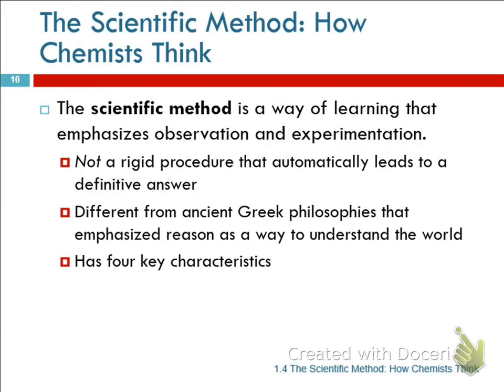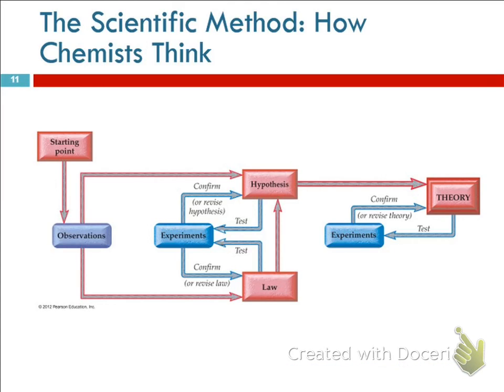There are 4 key characteristics in the scientific method. Here's sort of an overview. So the starting point would be with observation, and that can lead to a hypothesis. Hypothesis then will be tested by experiment and confirmed or revised, and so sometimes we go around in this loop for a decade or 2 before we figure things out.